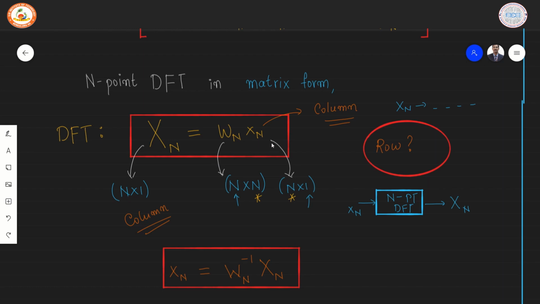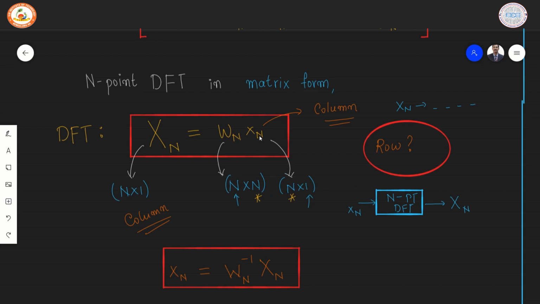Is it possible to represent the input and output, small x of n and capital X of n, in the form of rows? Yes, you can do that. But when you do that, the position of the input will be placed first before the twiddle factor. We have to remember that we have to satisfy the rules of matrix multiplication. So if we are going for multiplication, the inner dimension for the first matrix is going to be capital N. For the second matrix, the inner dimension is n. Since it is matching, we can go with the process of multiplication.